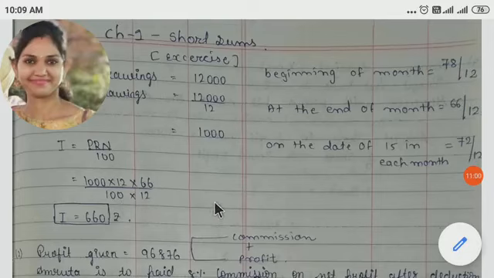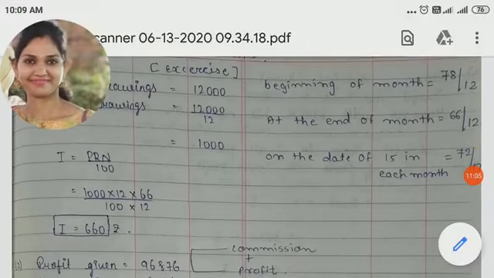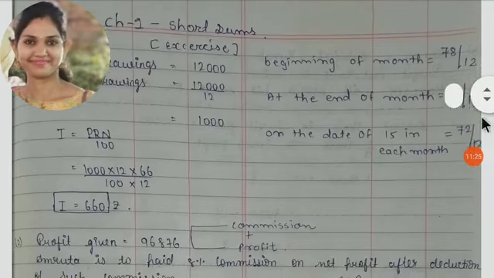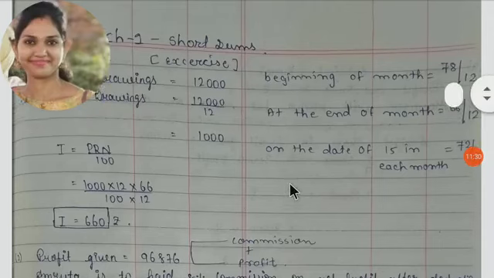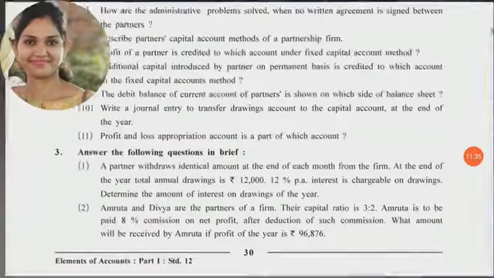Now one more thing. When the beginning of the month is given, you have to take the number of months as 78 by 12. When the end of the month is given, you have to take 66 by 12. And on the 15th of each month, it means the drawing is made on the 15th date of each month, at that time you have to take 72 by 12. Okay, girls, do you understand how to calculate the interest on drawings? Okay, we move to the second question.